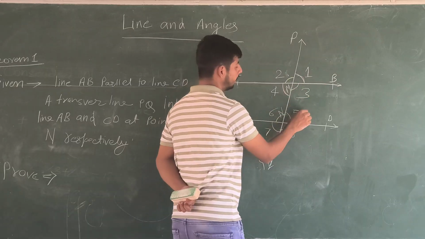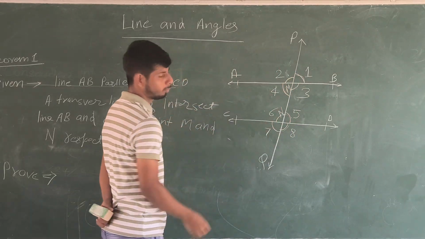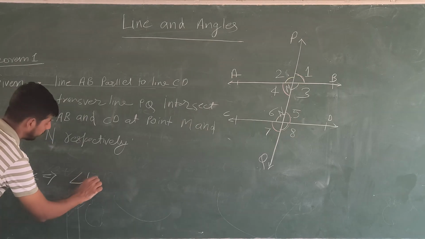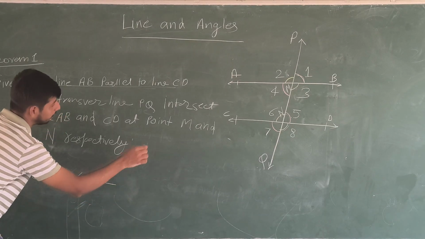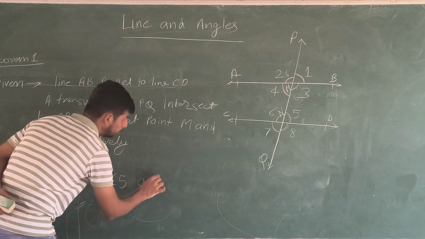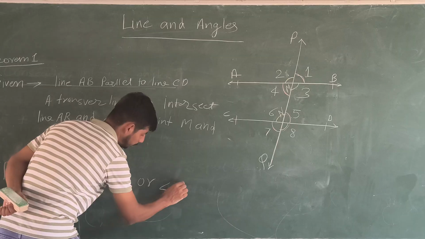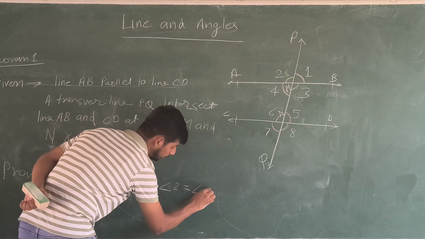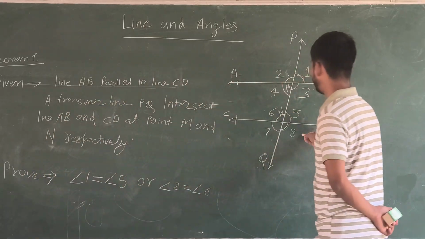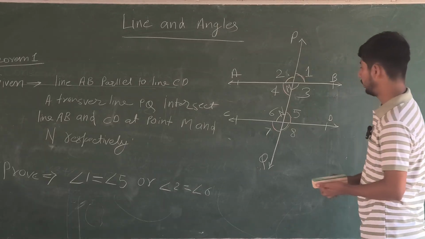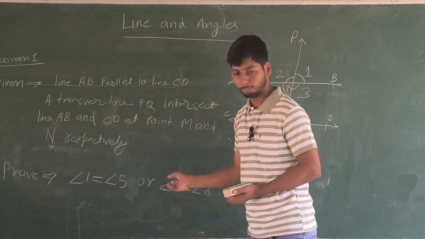Angle 1 is equal to angle 5, or angle 2 is equal to angle 6. Similarly, we can say angle 3 is equal to angle 8, or angle 4 is equal to angle 7. So this we have to prove.